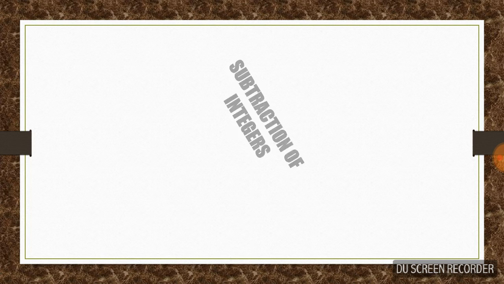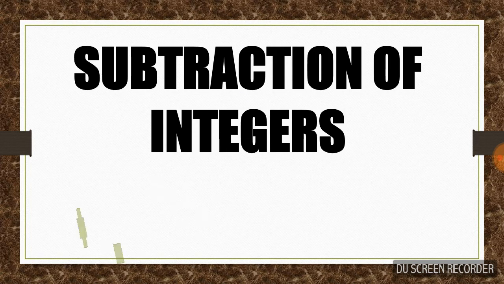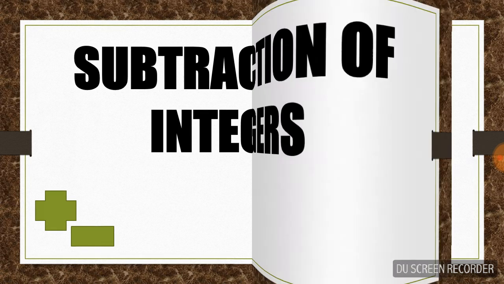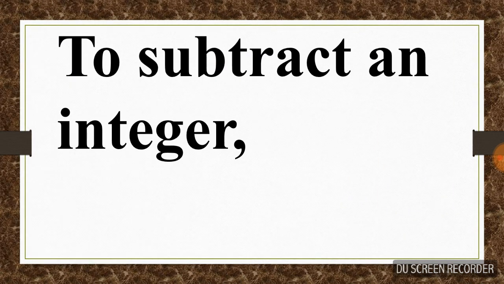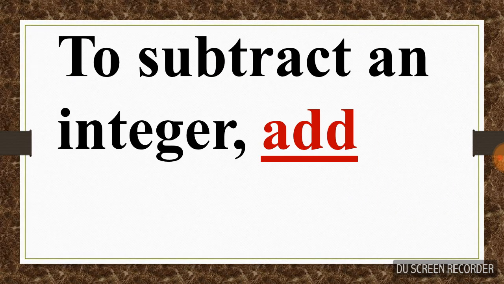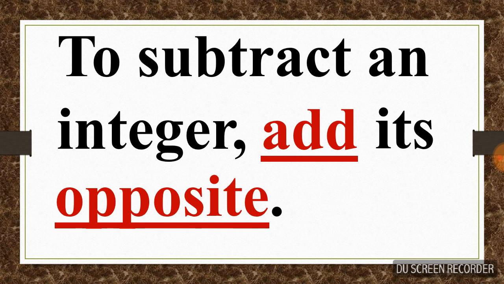Subtraction is really like addition. When you can do subtraction, then you can do addition. Ladies and gentlemen, let's tackle all about subtraction of integers. In subtracting integers, all you have to do is to add its opposite. In other words, change the sign of the subtrahend to its opposite and proceed to addition.